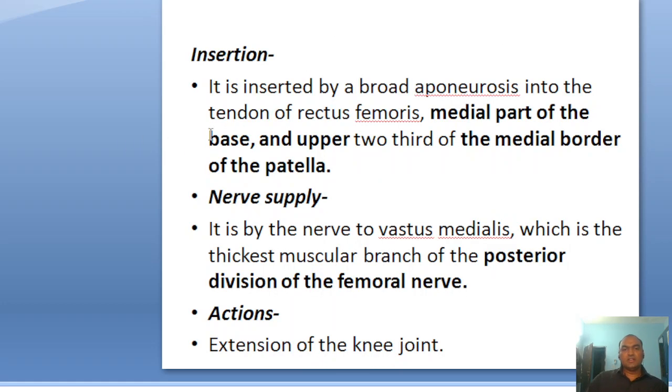Insertion of vastus medialis: it is inserted by a broad aponeurosis into the tendon of rectus femoris, the medial part of the base, and the upper 2/3 of the medial border of the patella. So vastus medialis inserts into the upper 2/3 of the medial border of the patella and partly with the rectus femoris at the base of the patella. Nerve supply: it is supplied by the posterior division of the femoral nerve. So these muscles are mainly supplied by the posterior division of the femoral nerve. Action: extension of the knee joint, the same as vastus lateralis.